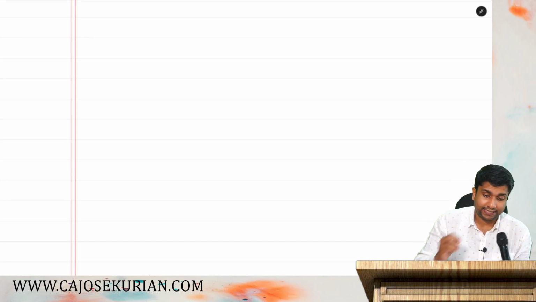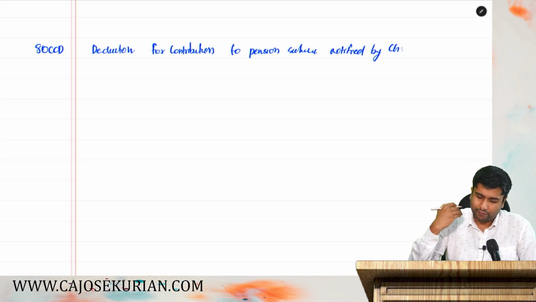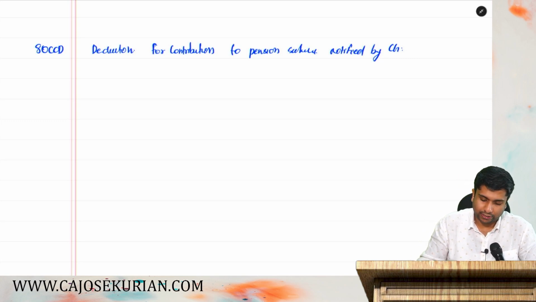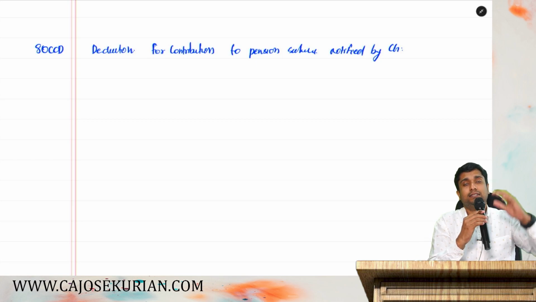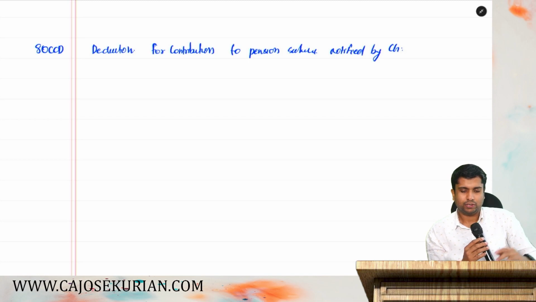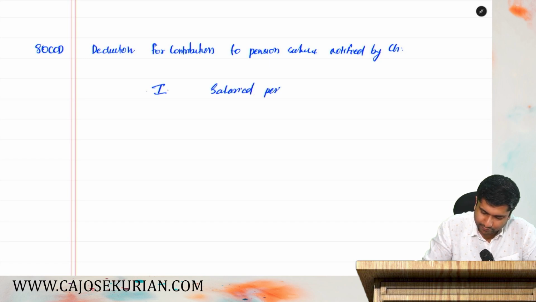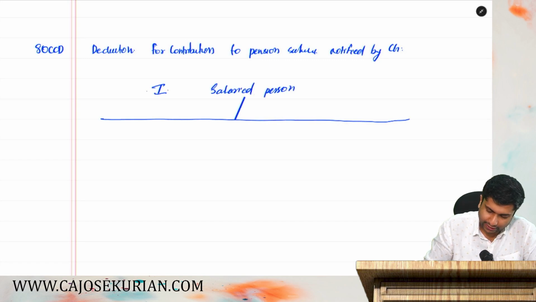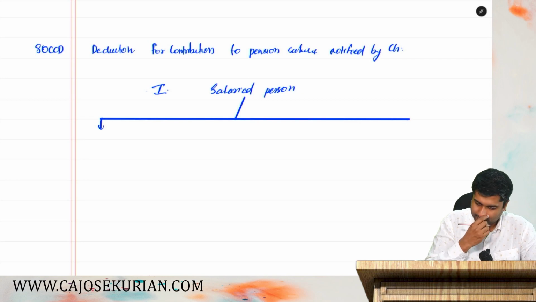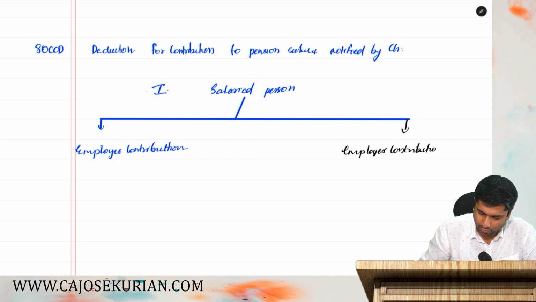80 CCD, that is deduction to the pension scheme which is notified by central government. So let's understand, this is called NPS, that is National Pension Scheme. Let's split this into different categories. Number one, for a salaried person, you can split this into two: employee contribution and employer contribution.